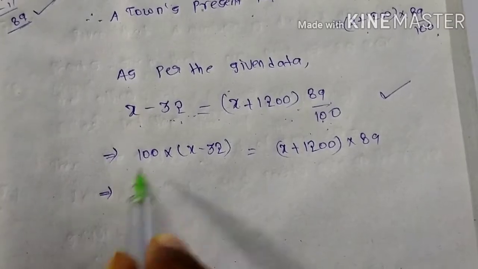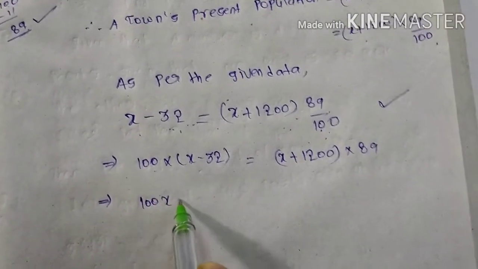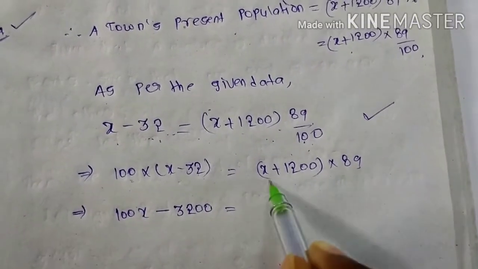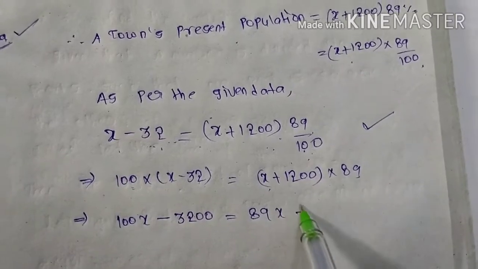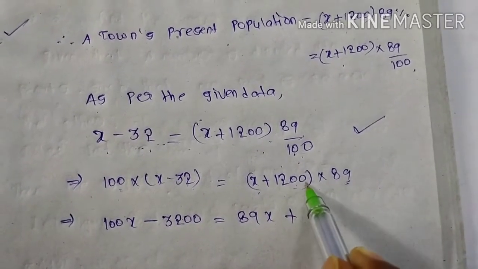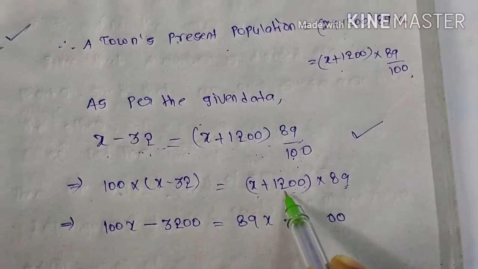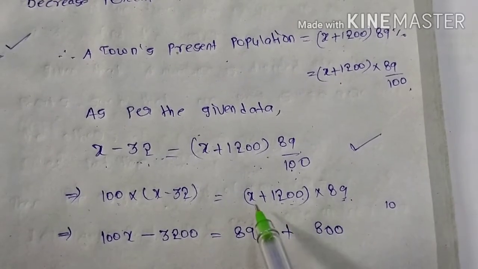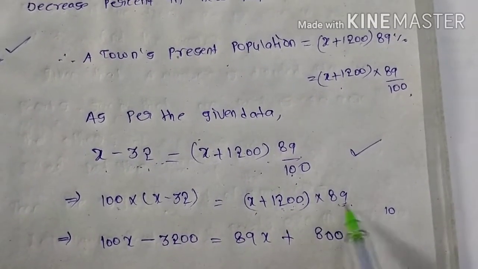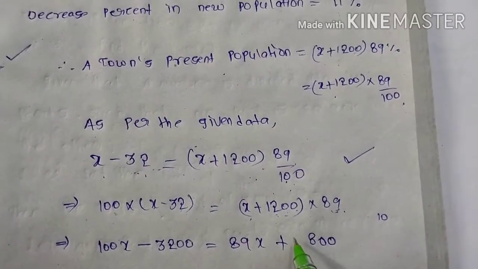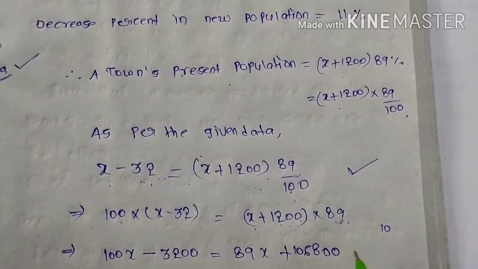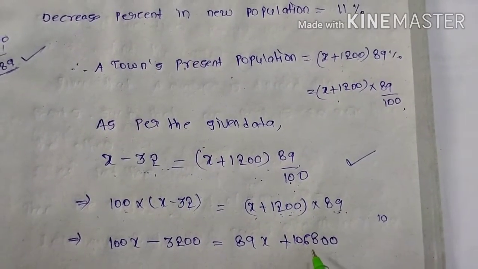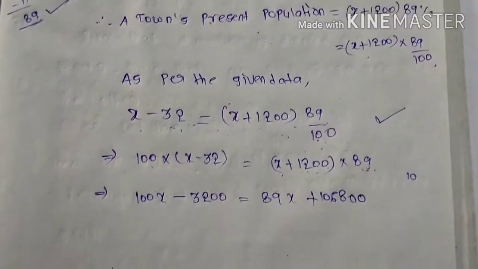Now solve this equation. 100 into x minus 32 gives 100x minus 3200, equal to 89x plus 1200 into 89. First write 2 zeros directly. Next, 12 nines are 108, 12 eights are 96, and 96 plus 10 is 106. I am writing 106,800.